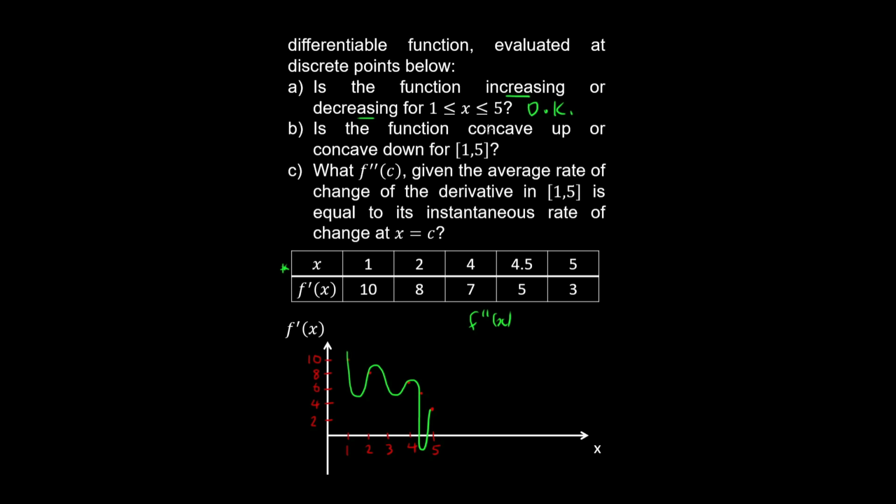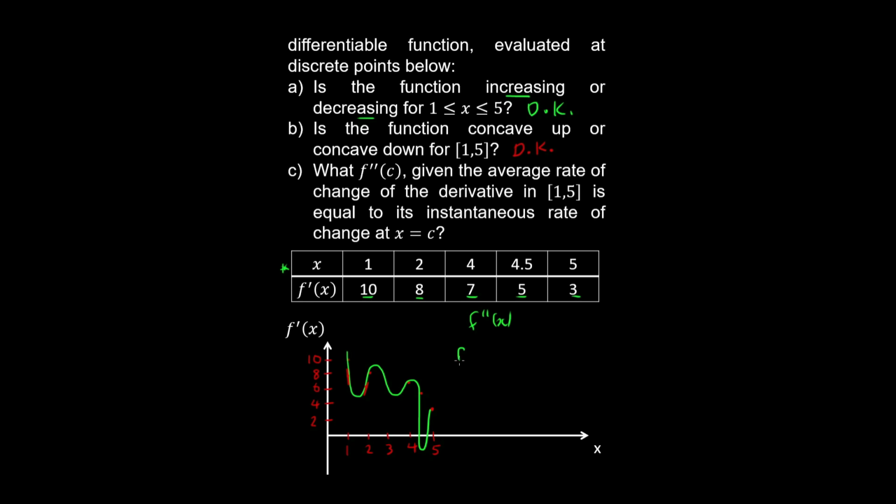And is the function concave up or concave down over the interval? So again, we only know that the derivative is positive at these discrete points. So we can't conclude whether the function is concave up or concave down. It can be both. So to obtain a second derivative, we have the slope of the tangent to the first derivative, which is different at different points. So we can't conclude that the function is either concave up or concave down.